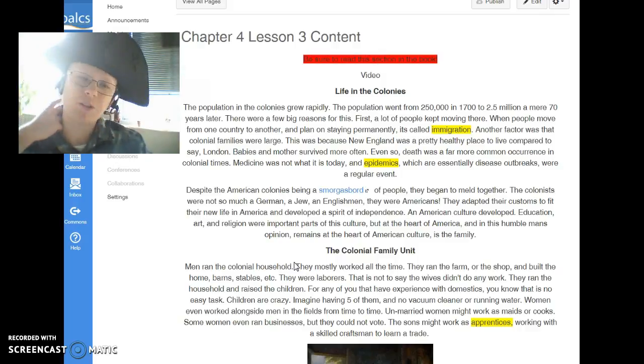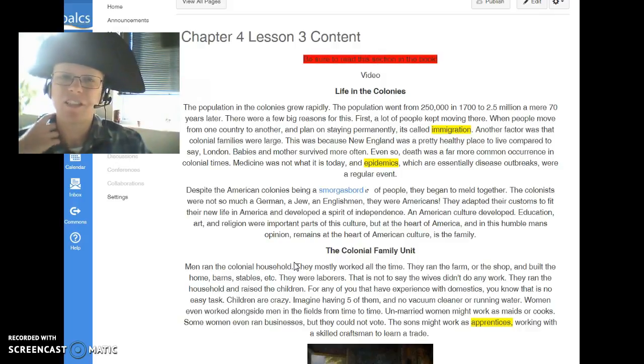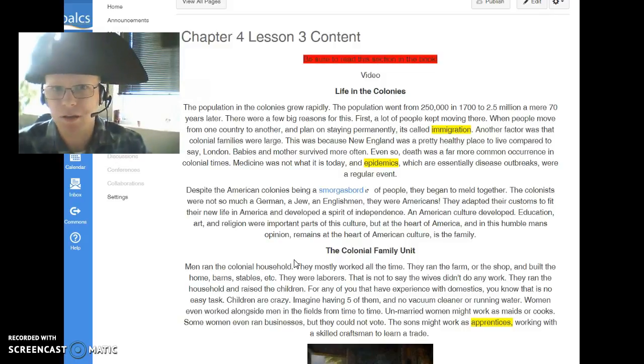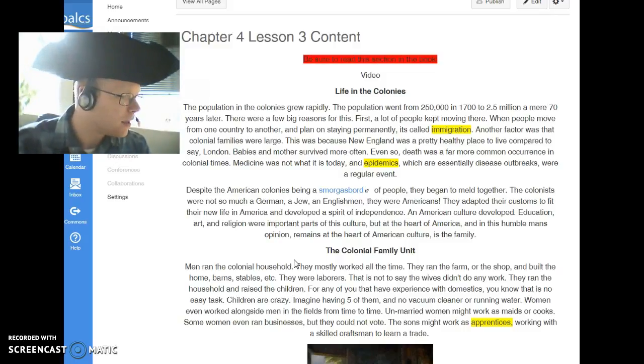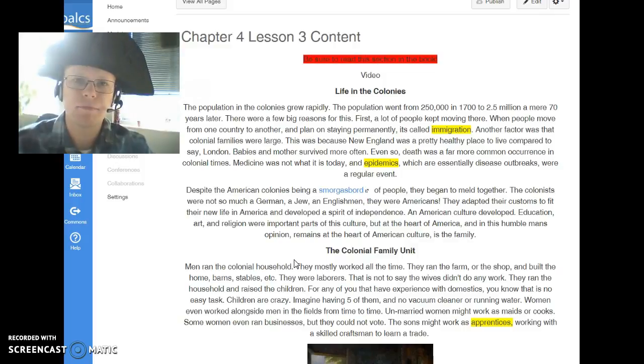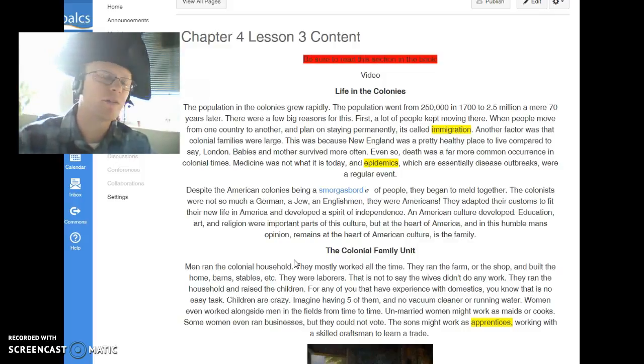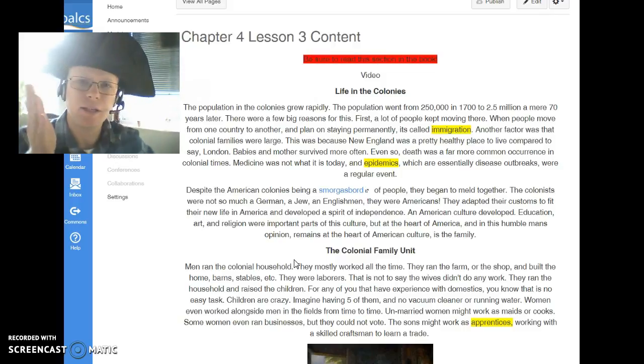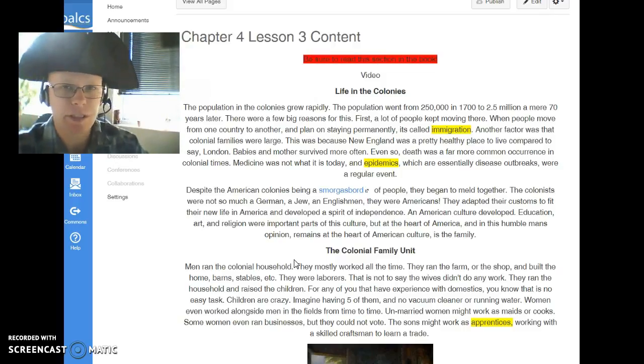It went from 250,000 in 1700 to 2.5 million a mere 70 years later. Now, there are a few big reasons for this. First, a lot of people kept moving there. It's sort of like a new neighborhood popped up, and we hear it's pretty swell there, so everyone's going there. When people move from one country to another and they plan on staying permanently, that is called immigration.